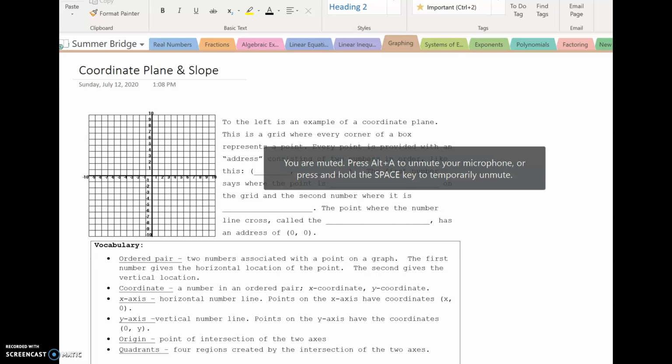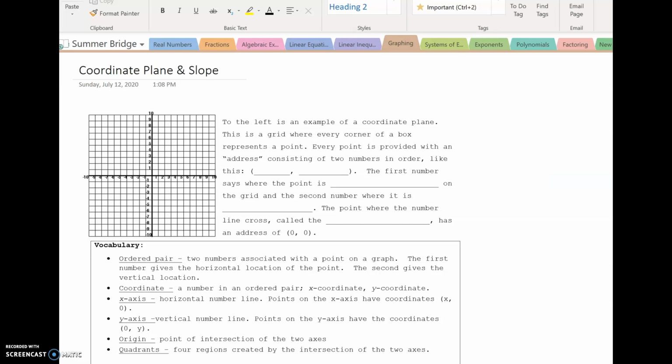Hi everybody, and welcome to our first section of graphing linear equations. Today for this video, we're going to introduce the coordinate plane and really talk about slope, okay?